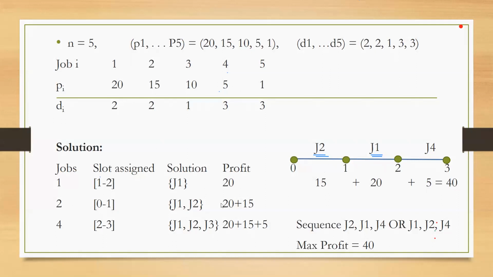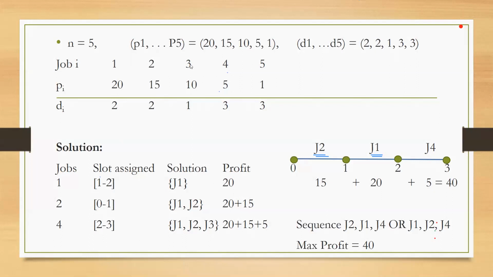So in the tabular column method, you take job 1 first. Job 1 is assigned 1 to 2 because its maximum deadline is 2. So 1 to 2 is assigned. J1 is added to the subset. Profit earned is 20. Then you take job 2. Job 2's deadline is 2. It is assigned the 0 to 1 slot. So you add it to the subset. Job 2 is added, J1, J2. The profit is added, 20 plus 15. Job 2's profit is 15.